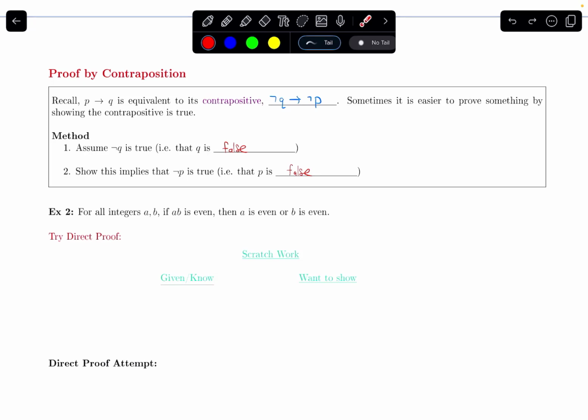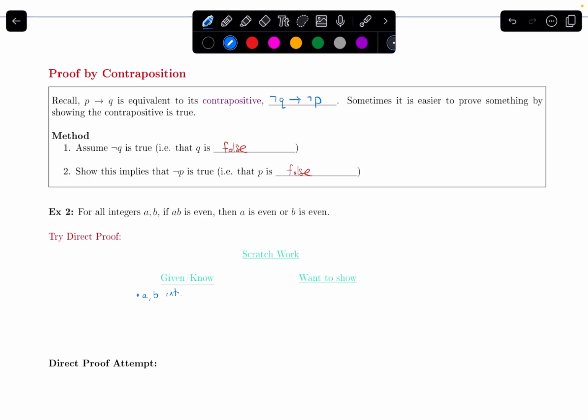First, I'm going to try a direct proof and see where this breaks down. Let's think about our scratch work. What is it that we're given, that we get to assume is true? Well, a and b are integers. We know that. So we know a and b are integers.